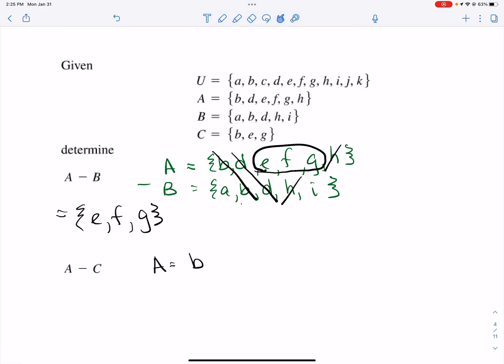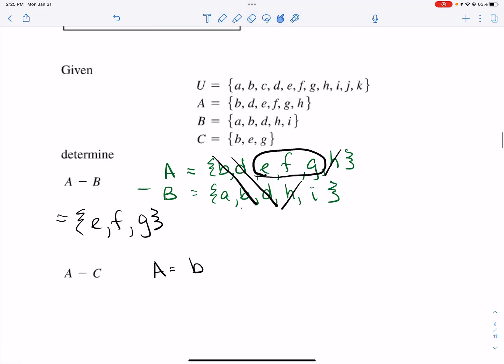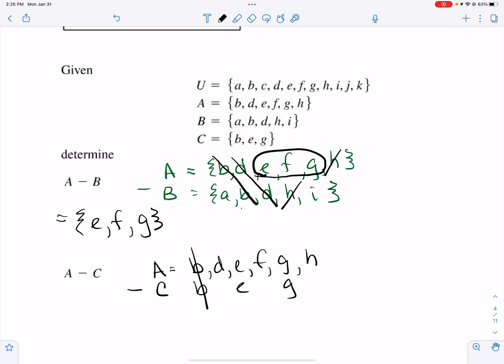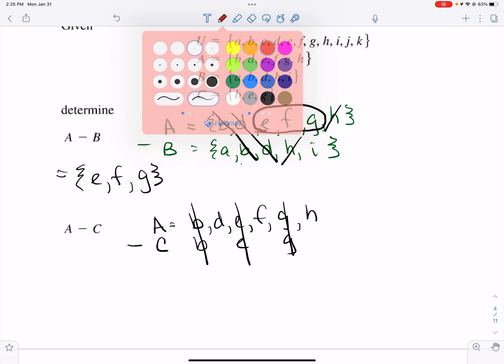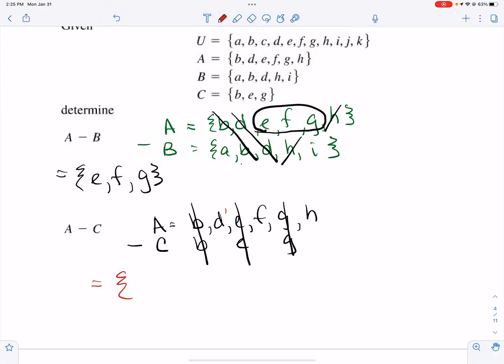B, D, E, F, G, H. And then I'm going to subtract C out. And C is B, E, and G. So if I cross those out, then what remains is D, F, and H.